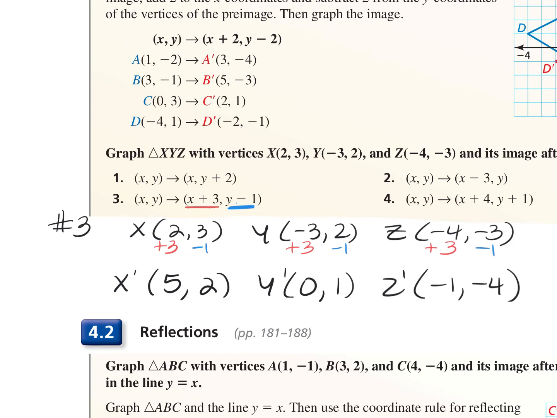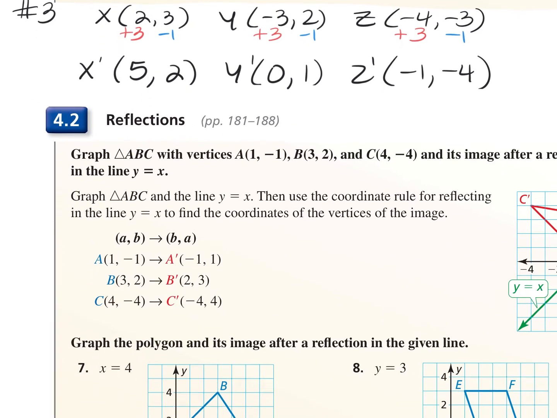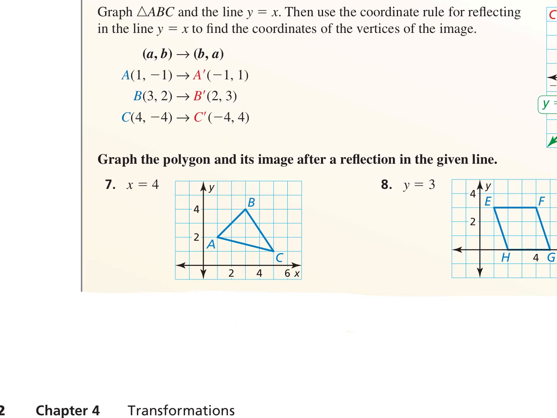So be able to identify the new ordered pairs after you're given a rule and you apply that rule to each part of the ordered pairs. This would be the translation or the slide. Also be able to do a reflection. So you'll be given a graph for the reflection, and they're going to ask you to graph it, and you're going to list the ordered pairs. They'll give you a specific line to reflect it across.